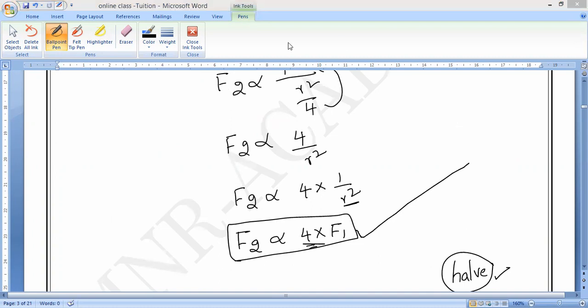Now observe very carefully. Here I want to tell you one more thing. This Newton's law of gravitation we can also call the universal law of gravitation. If you know the mass of two bodies and the distance between them, whether they are big or small doesn't matter. Everywhere we can use this formula to calculate the force between them.